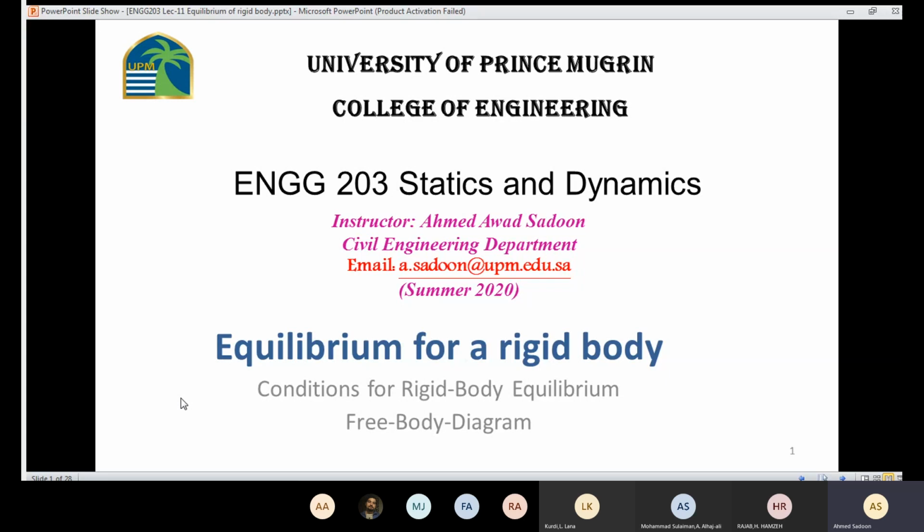We are going to talk about 2 points. Point 1 about conditions for rigid body equilibrium. So we are going to say if a rigid body is in equilibrium, what does it really mean? And what are the conditions in order to satisfy the equilibrium of a rigid body? Then we are going to talk about the support reactions, and finally we are going to discuss how we are going to develop free body diagram.